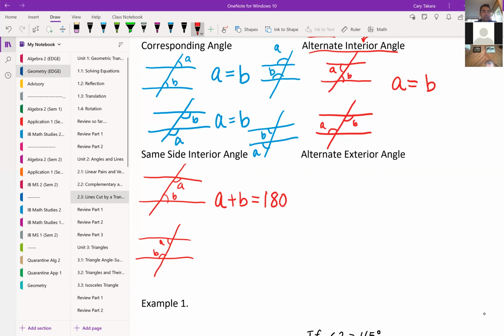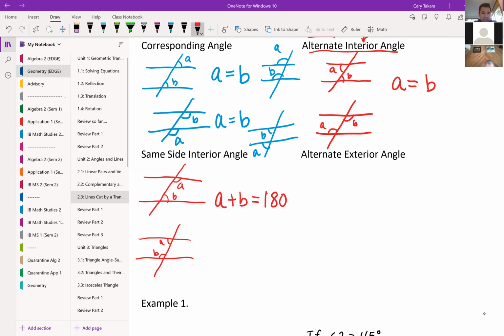So same side interior angles are supplementary. Now you know what that means, isn't it? Same side interior angles are supplementary, meaning they add up to be 180. Okay. You guys are with me? Yeah.